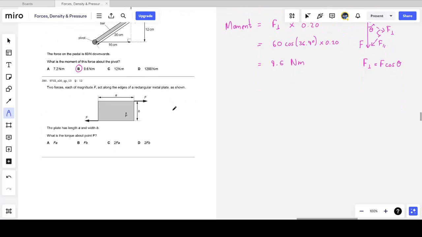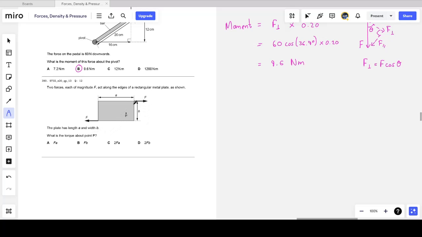The next question is 390. It's from summer 2020. It's from question paper 1 variant 3, and it's question 12 from the paper. We're told that two forces, each of magnitude F, act along the edges of a rectangular metal plate as shown. The plate has length A and width B, and we want to know the torque about point P.